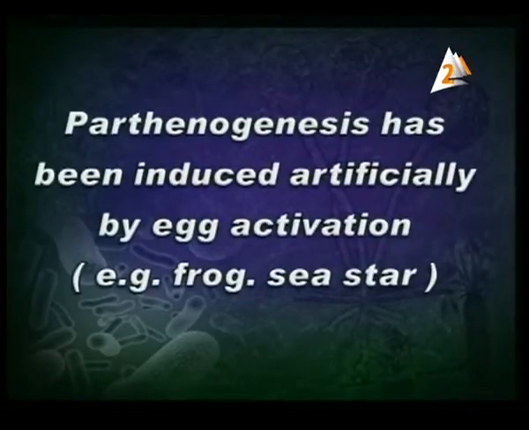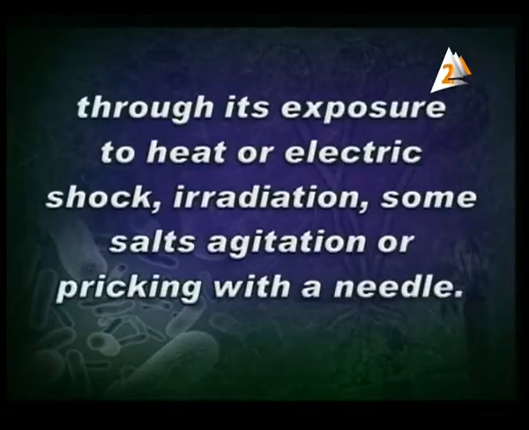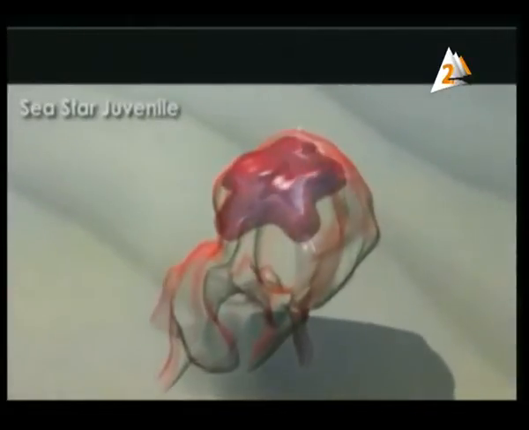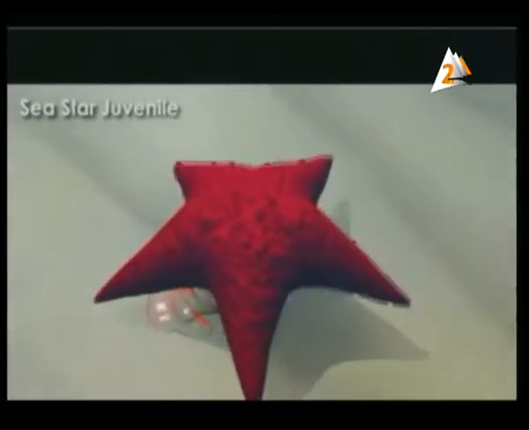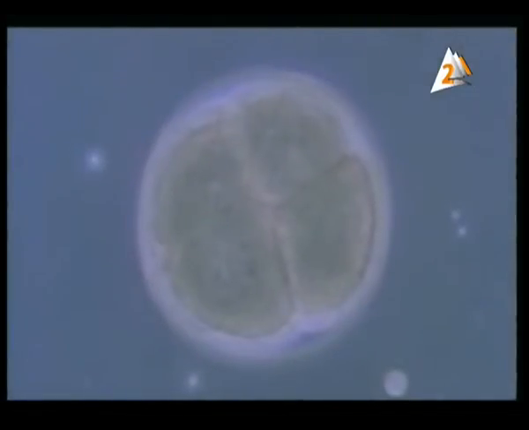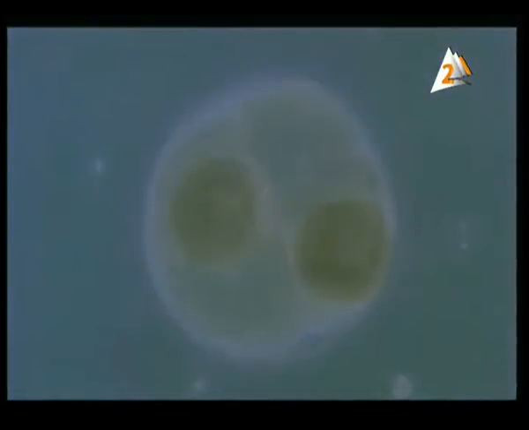Parthenogenesis has been induced artificially by egg activation, like in frog and sea star, through exposure to heat, electric shock, irradiation, some salt agitation, or pricking with a needle. These stimuli lead to duplication of the number of chromosomes, and so two individuals that are totally identical to the mother develop without fertilization by similar stimuli.